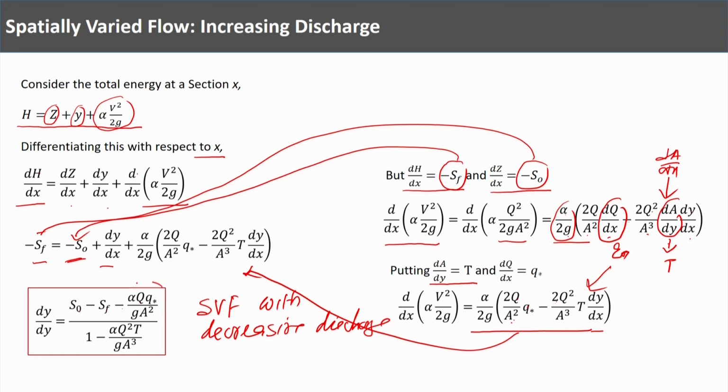So, in this case also, I am getting this additional term. If I remove this term, then this will be the gradually varied flow equation. The difference with spatially varied flow with increasing discharge is that I will get another 2 here, twice beta q star by g A square, whereas in the case of spatially varied flow with decreasing discharge this 2 is not there. And with gradually varied flow, if I remove this part, then this equation will become the gradually varied flow equation.